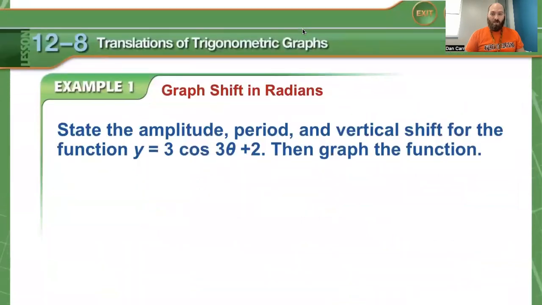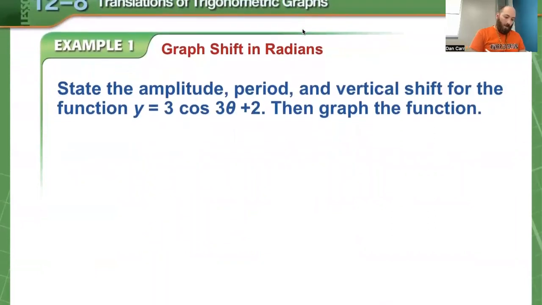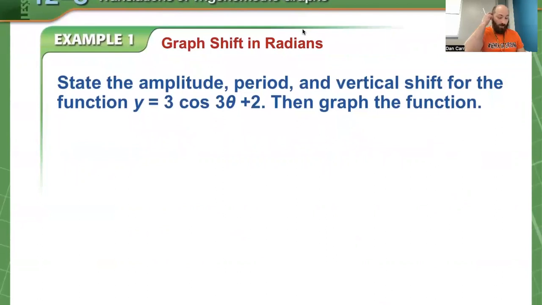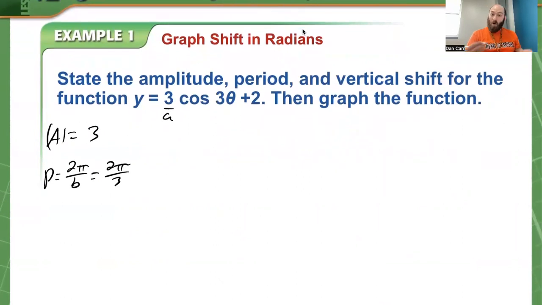So that's what our focus is going to be on, something like this. State the amplitude, period, and vertical shift for the function, then graph the function here. Okay, so here's where things change a little bit from before. We're going to still do the same kinds of ideas. The amplitude is going to equal 3 in this case because a is 3. My period is going to be 2 pi divided by the b value, which in this case will be 2 pi over 3. We can do our same ideas before where we take our 2 pi over 3 divided by 4 to get how much for each of my tick marks.